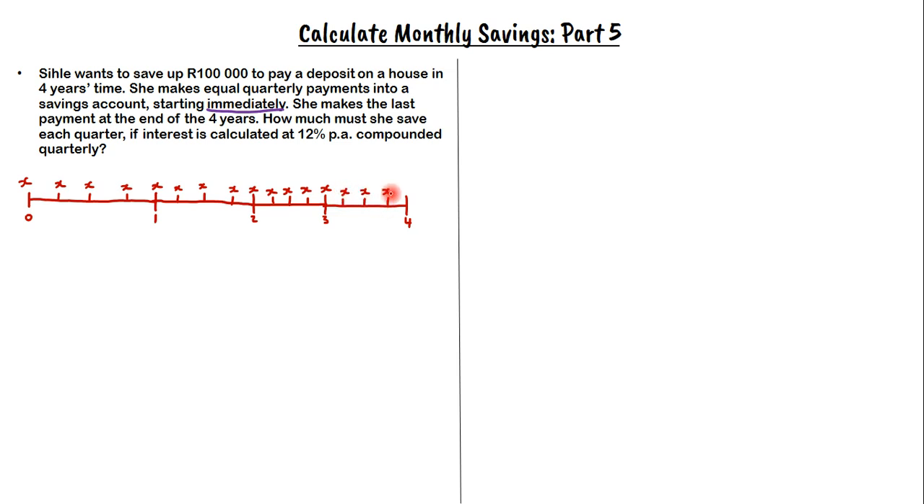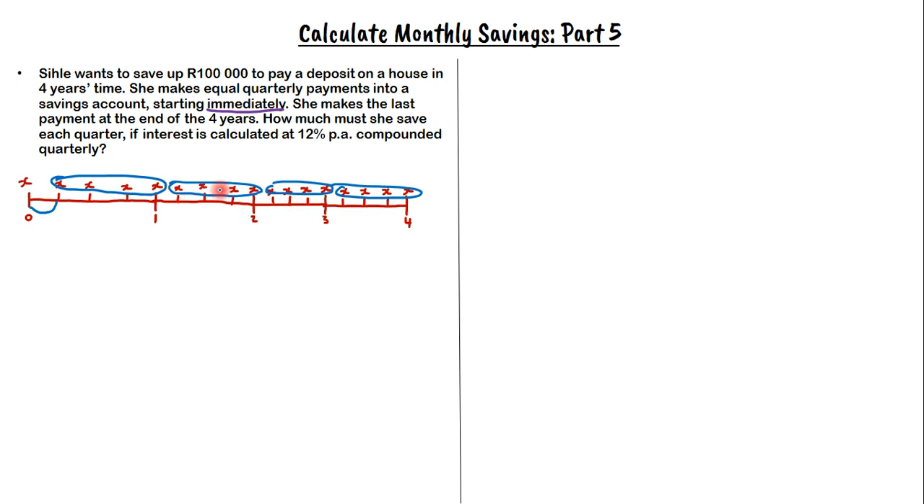Now notice something here. If Sihle started doing this a quarter after she decided, then that would have meant that we were going to calculate actually from her first quarter, and then calculating from her first quarter, we'll notice that this is going to be 4, 8, 12, 16. That was going to be a quarter after the day she decided.